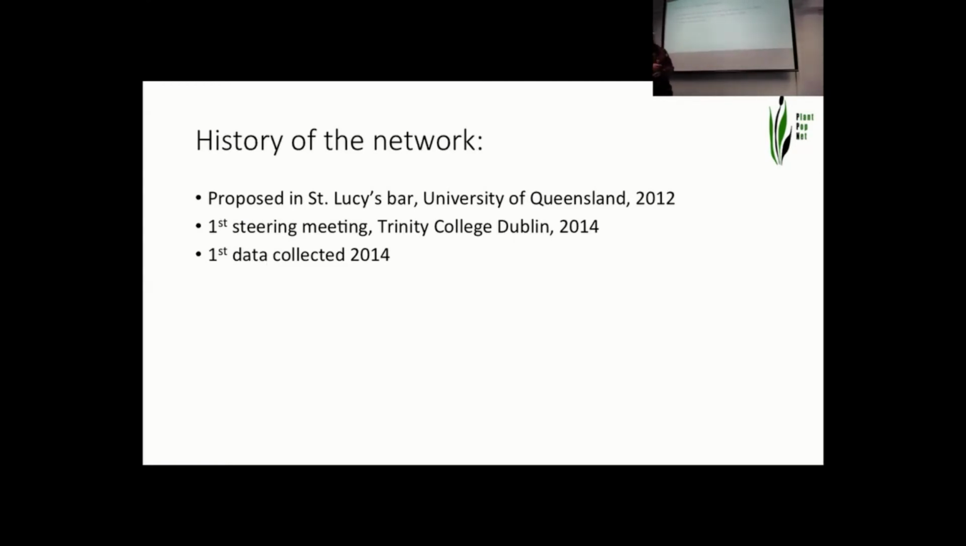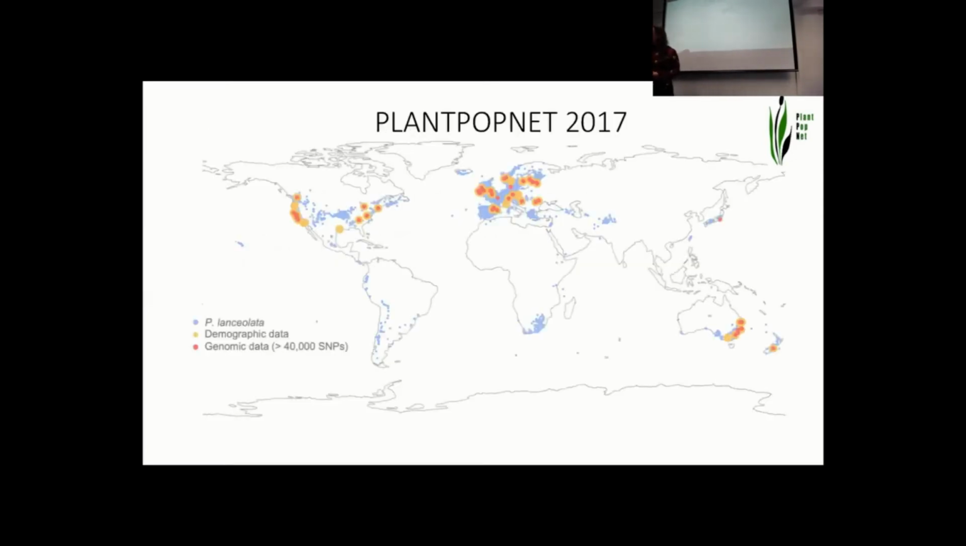The first steering meeting, when it really kicked off, was in 2014. We had a meeting here in Trinity College Dublin, where we got the steering committee together, and we discussed the protocol, and we put in place some of the governance around PLANTPOPNET, and we all undertook to start some sites, and also to persuade some of our friends to start sites. So that's how it started out. And the first field data that we have is actually from Elizabeth's site, and that started in 2014. And this is where we are now.